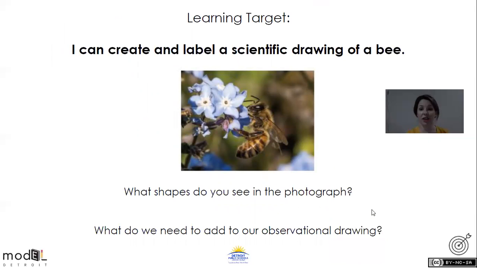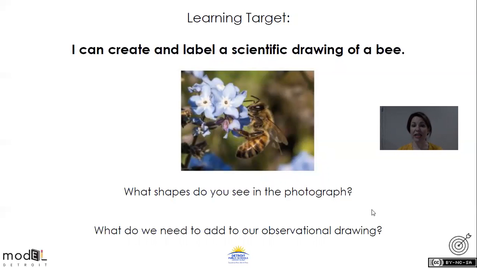So our other thing that we are going to be learning about, our next target, is I can create and label a scientific drawing of a bee. So here is drawing number 3 of the bee. Some of you already chose to do this as your first drawing yesterday, which is great. But today, friends, we are going to focus again on the shapes that we see. And then we need to think about what we need to add to our observational drawing, okay? So what shapes do you see? Well, let's see. I see kind of like a squished circle, like a circle that was squished. So it's kind of now oblong.